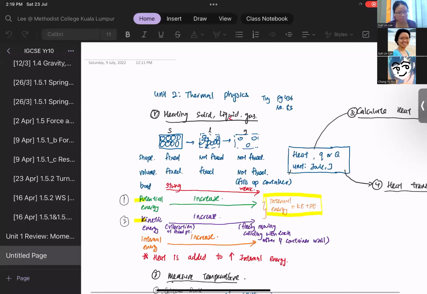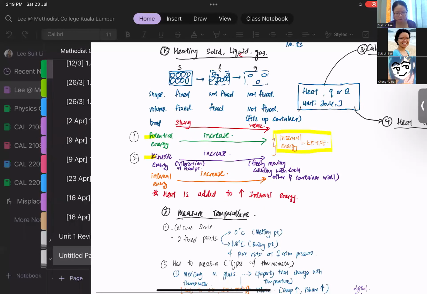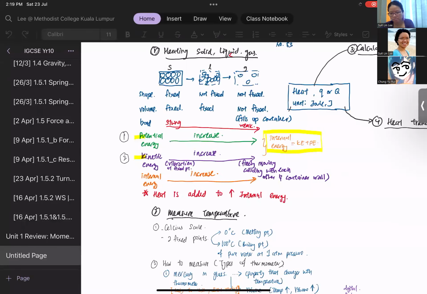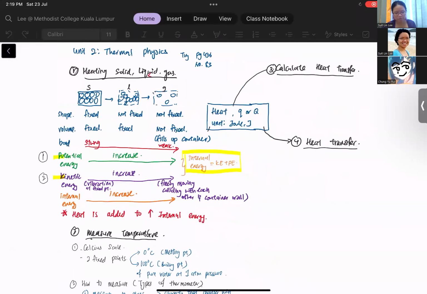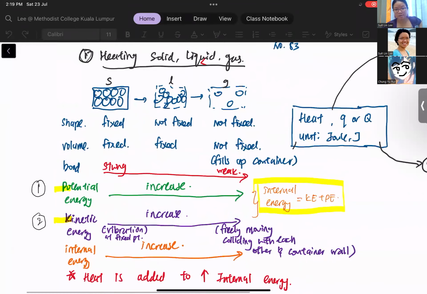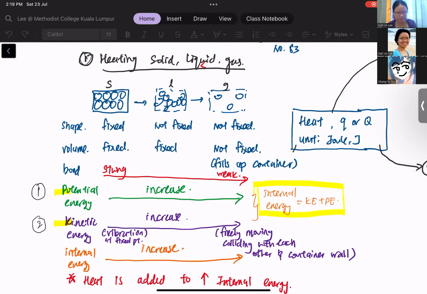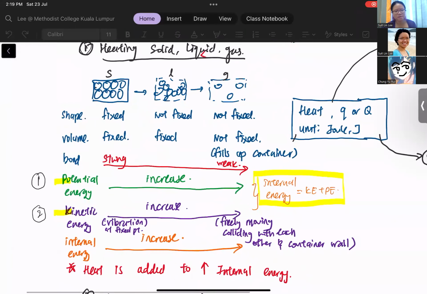Okay, so the last place we stopped is we looked at the different states of a substance, the solid, liquid, and gas. And we know basic things like the shape and the volume. But what we need to look at now is that when we change the state from solid to liquid to gas, we need to add heat to the system. And we all know this now: we heat up ice, it becomes liquid, we heat up liquid, it becomes gas.